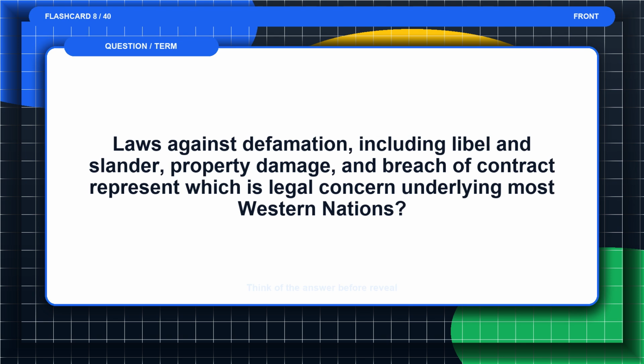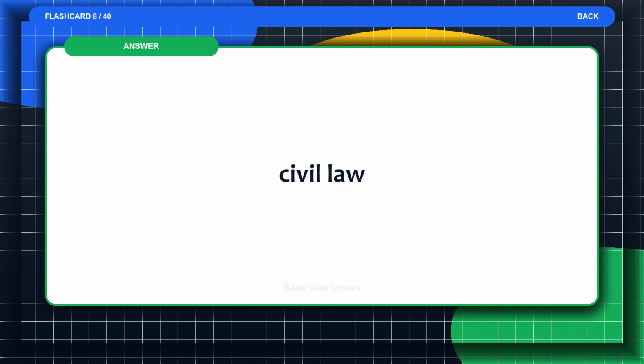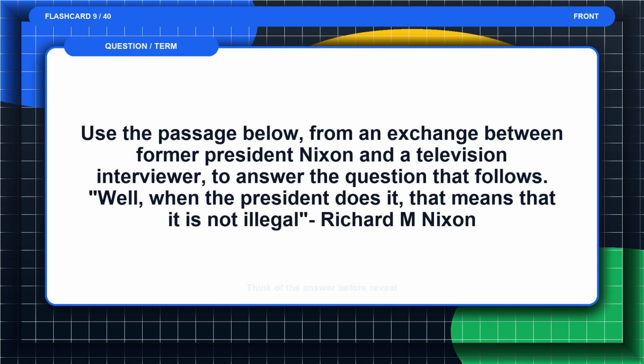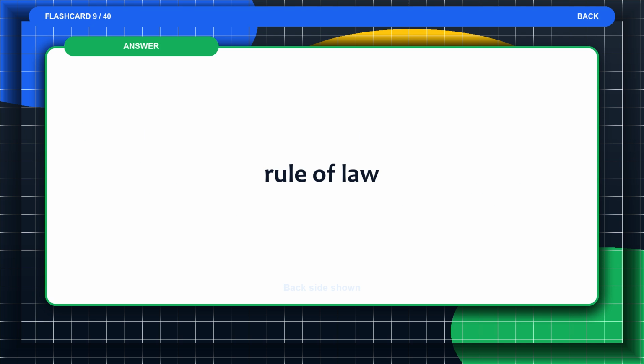Flashcard 8. Laws against defamation, including libel and slander, property damage, and breach of contract, represent which legal concern underlying most Western nations? Think of the answer before the reveal. The answer is civil law. Flashcard 9. Use the passage below, from an exchange between former President Nixon and a television interviewer, to answer the question that follows. Well, when the president does it, that means that it is not illegal. Richard M. Nixon. Think of the answer before the reveal. The answer is rule of law.